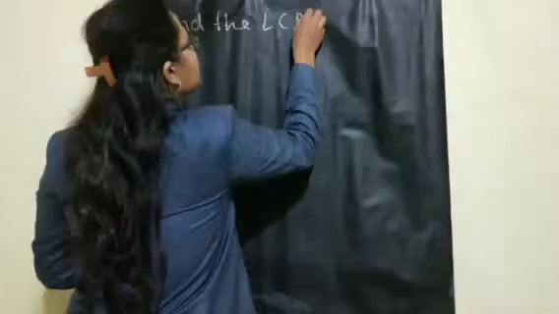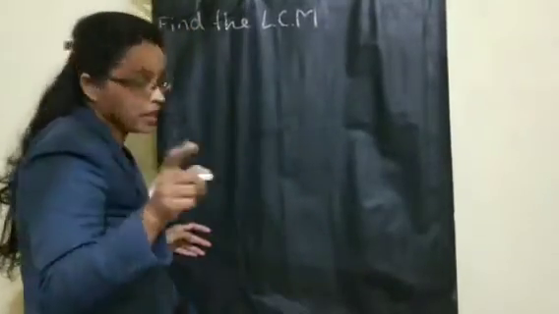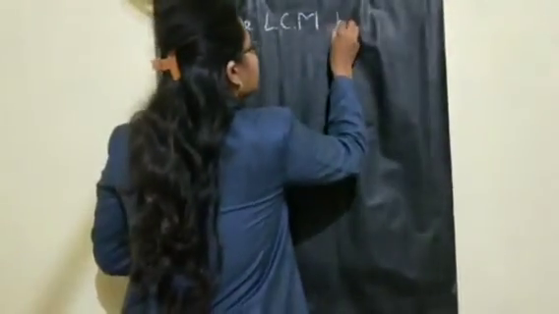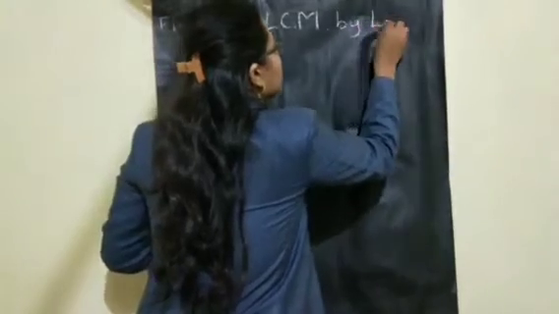Children, in the last session we have seen how to find out the LCM, lowest common multiple. Today we'll see how to find out LCM by another method, that is the long division method. So let us try to understand with an example. LCM stands for lowest common multiple. LCM by long division method.